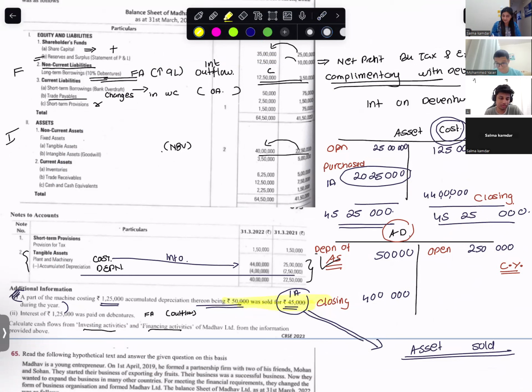Come on, what else? Next, yes. And purchase of machinery. Purchase of plant and machinery. Did you make the working note for purchasing the machinery? No.